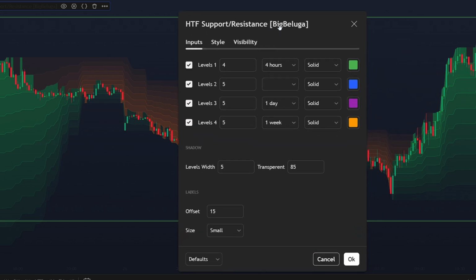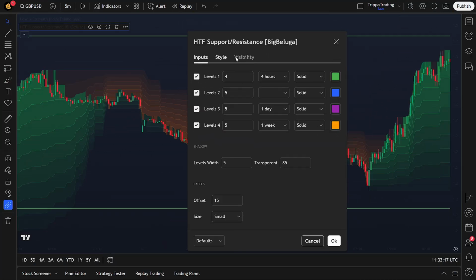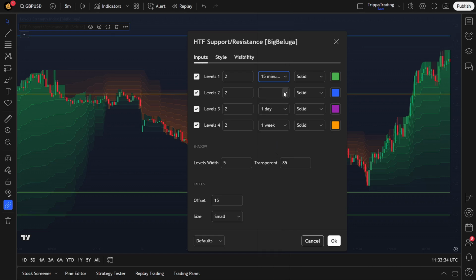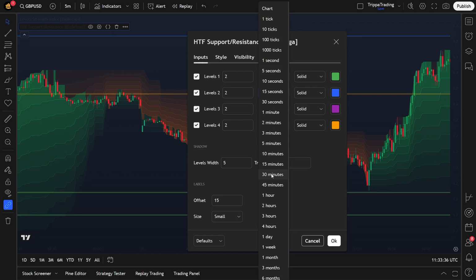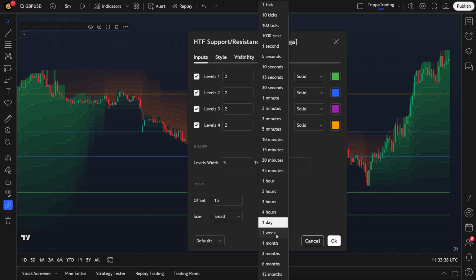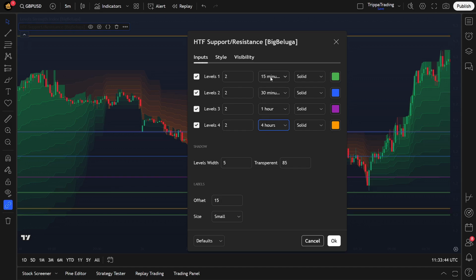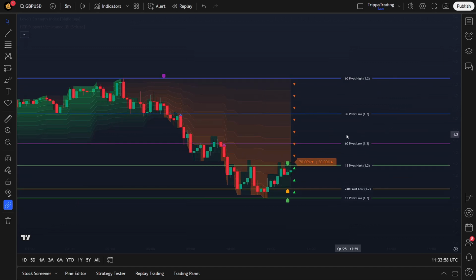First of all, we will adjust the settings to show levels from all these time frames, and then you're good to go. So in the settings of this indicator, first of all, we will change all these values to 2. This is a necessary step, and without this, the strategy will not work properly. Then change the time frames. The first one would be 15 minutes. The second one will be 30 minutes. The third one would be 1 hour. And the fourth one will be 4 hours. These are all the changes we will do for this indicator. After these changes, this is what the indicator will look like on the trading chart.